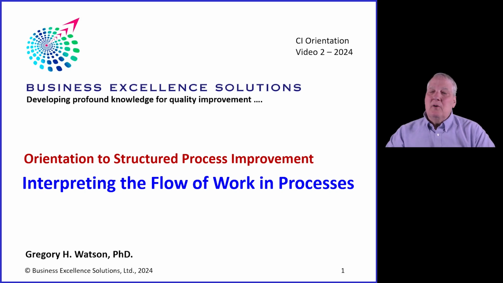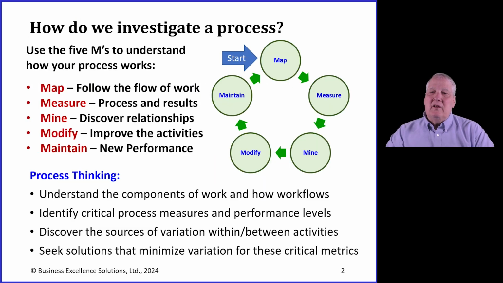We're going to be talking about now this idea of the process improvement definition of quality. And this orientation is going to focus on interpreting the flow of work in processes. So what we see is that any process could be actually understood as a five-step process. When we want to investigate it, we first have to map it. In other words, understand what is a physical flow, what does it look like?